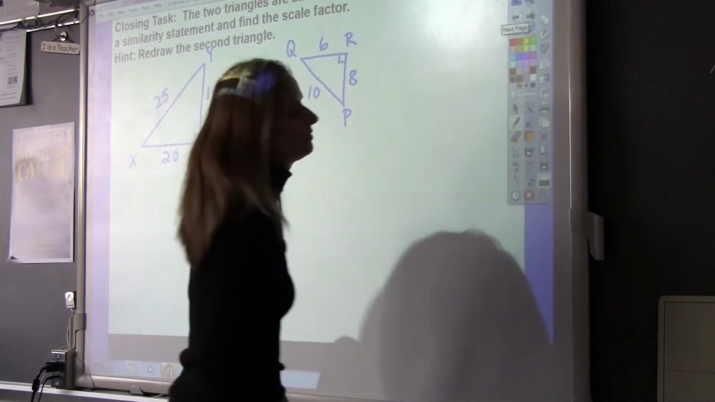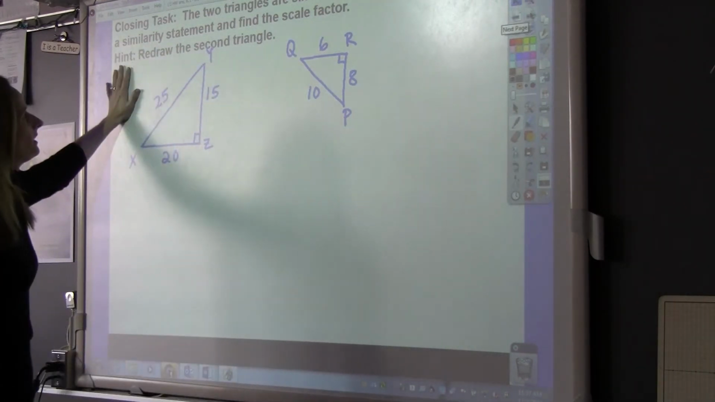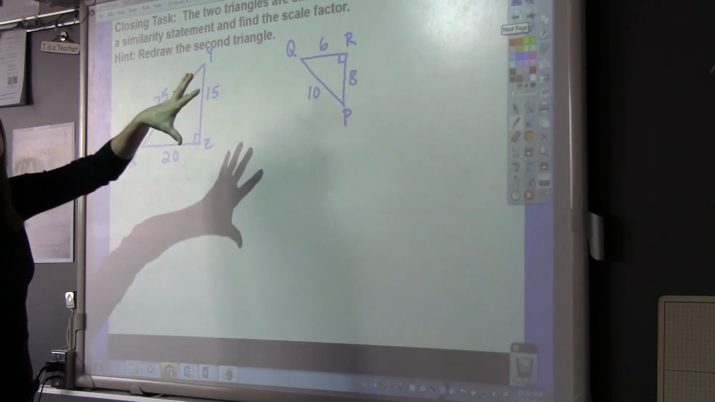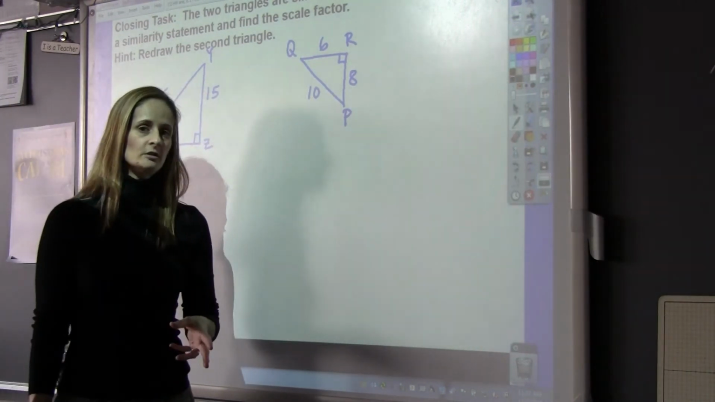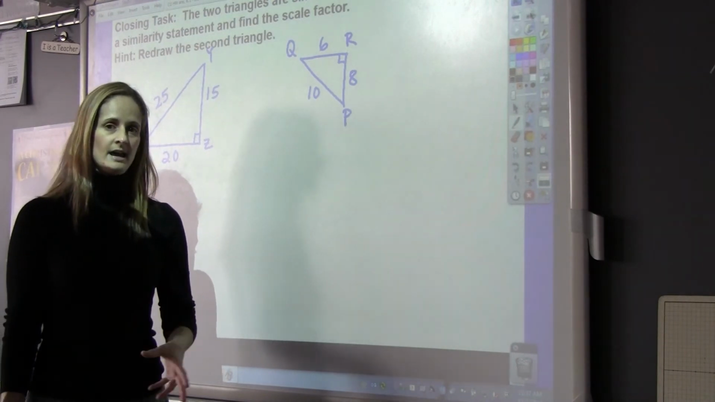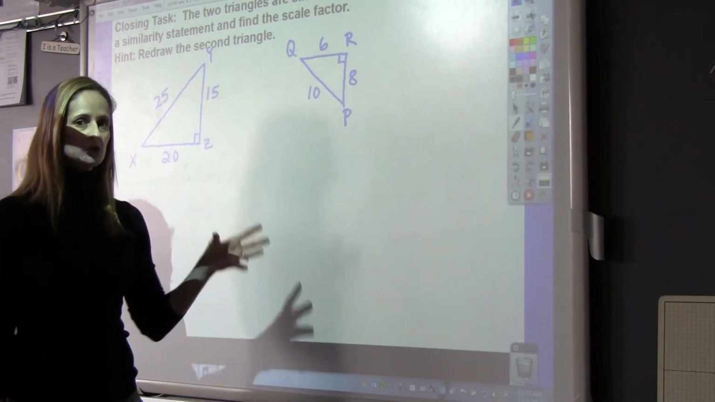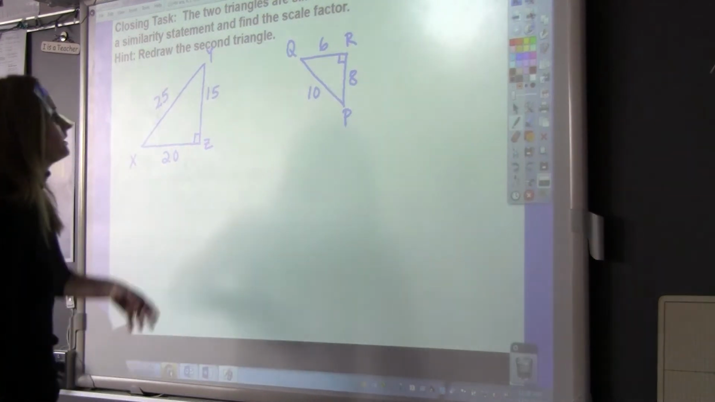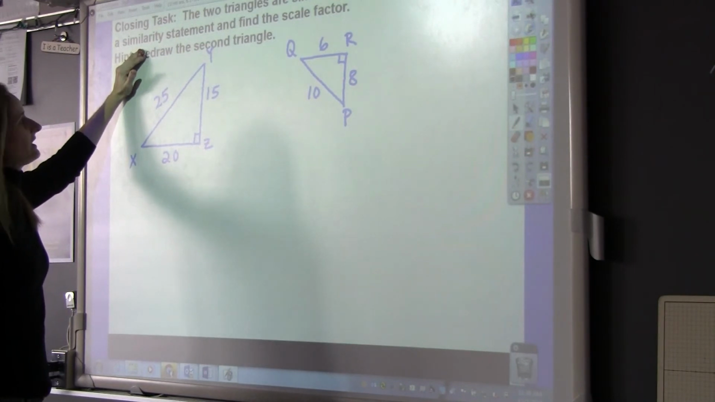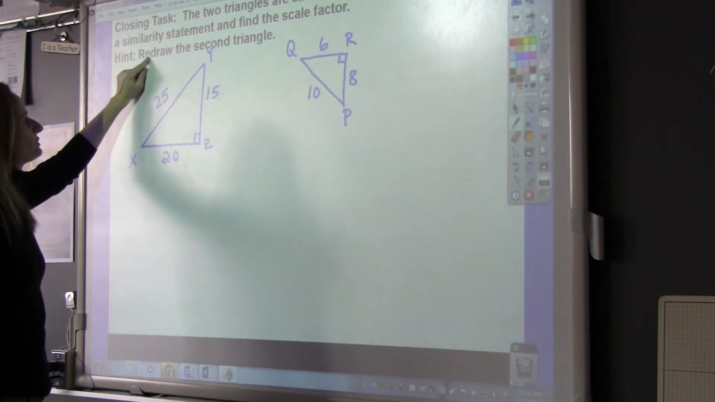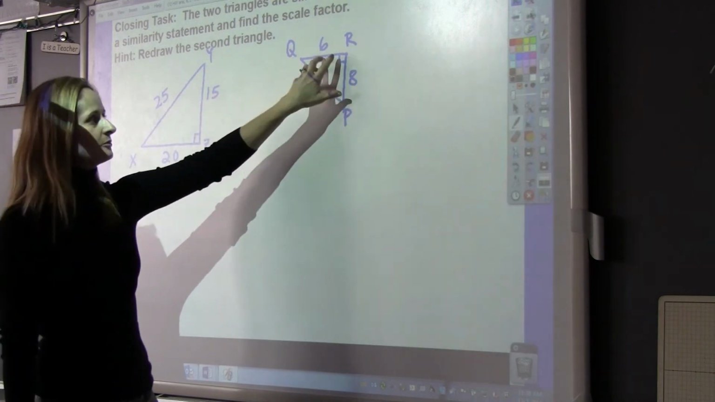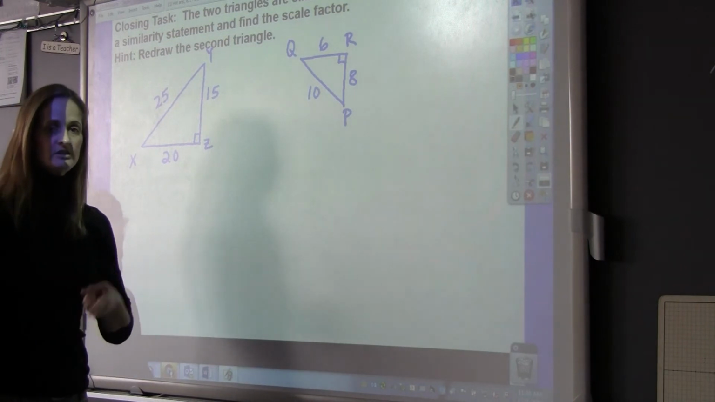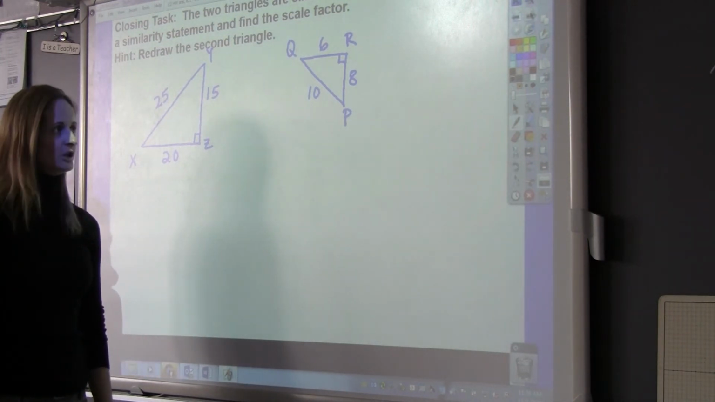All right, last thing we're going to do is the checkpoint. So I'll give you a minute to make sure you can do this problem. Closing task. The 2 triangles are similar. Notice one of them's been rotated now. A lot of your problems are going to look like this on your quizzes and tests, and even on the SOLs. All the triangles are not always going to be facing the same direction. It makes things more complicated. So write a similarity statement and find the scale factor. My hint is to first redraw the second triangle. So I would redraw that in the same direction as this one. So press pause, do the problem, and I'll show you the answer.